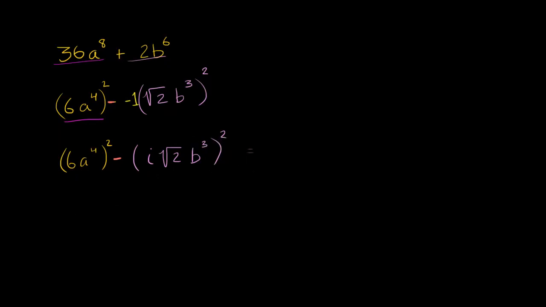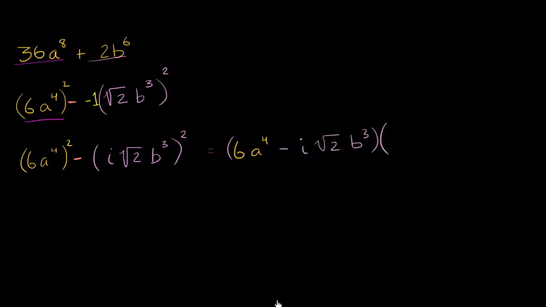This is going to be equal to 6a to the 4th minus i times the square root of 2 times b to the 3rd, times, and let me get myself some space here, times 6a to the 4th, plus all of this business, i times the square root of 2 times b to the 3rd power. And we are done.